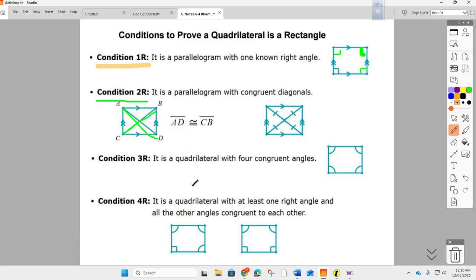A quadrilateral with 4 congruent angles. The only way to have 4 congruent angles in a quadrilateral is if they're 90 degrees, because we know the sum of the interior angles of a quadrilateral is 360, right? So 360 divided by 4 means that those are going to be 4 right angles. And then we already talked about this one, so I'm not going to go over that one again.